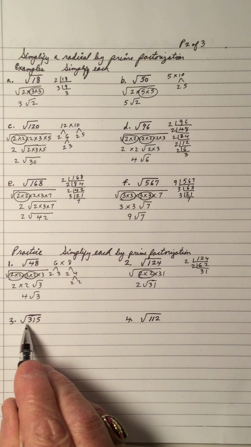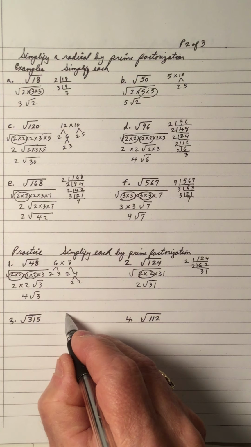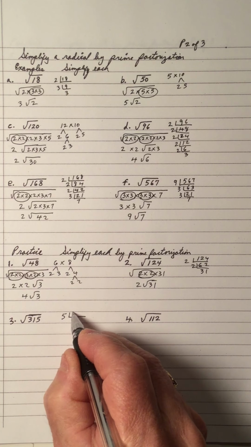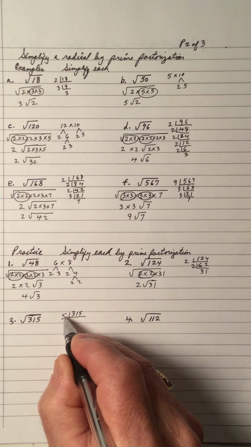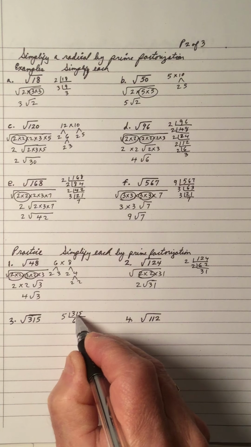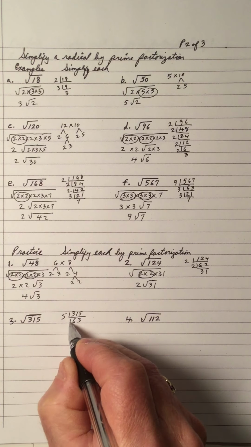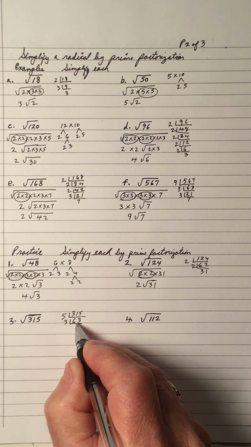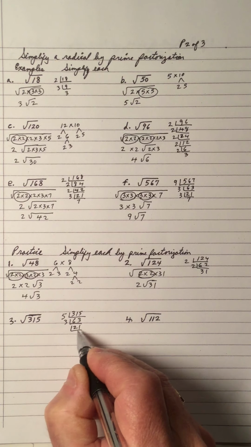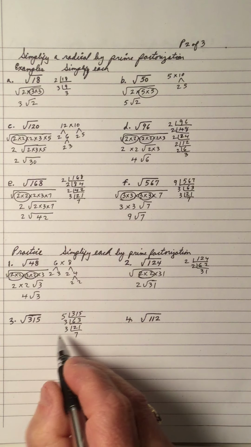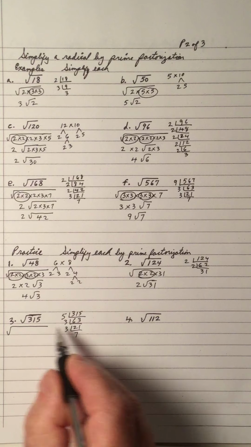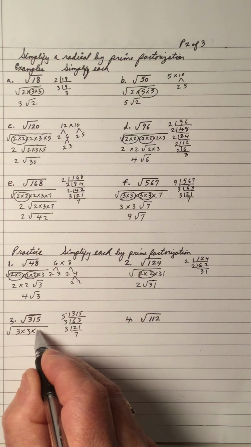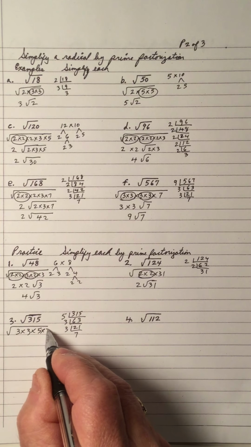Square root of 315. Well, I see a 5. Let's divide by 5, because if it ends in a 5, it's divisible by 5. So 5 into 31 goes 6, 1 left over, 5 into 15 goes 3. I see a 3, 3 into 63 is 21. 3 times 7 makes 21, so that makes it two 3s, a 5, and a 7.